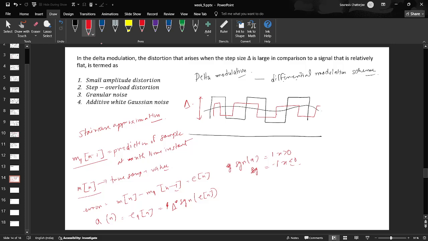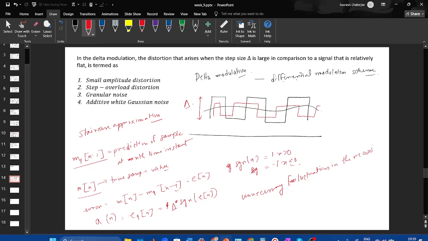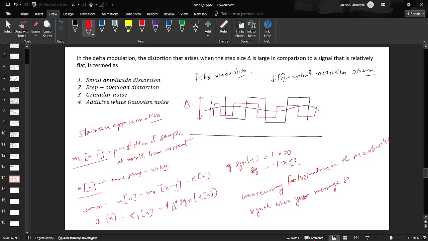You get unnecessary fluctuations in the reconstructed signal when your message signal is relatively flat, but the step size delta of the quantizer is large. That is the issue, and this is termed as granular noise.